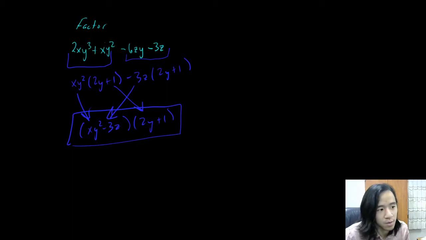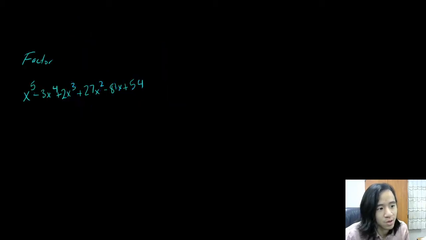Well, now we have 6 terms. So we have a couple options. We could either make 3 groups of 2. So we could group it like the first 2, the second pair, and the third pair, and we can see if that works out. Or we can group them in 2 groups of 3. So the first 3 and the second 3. Okay.